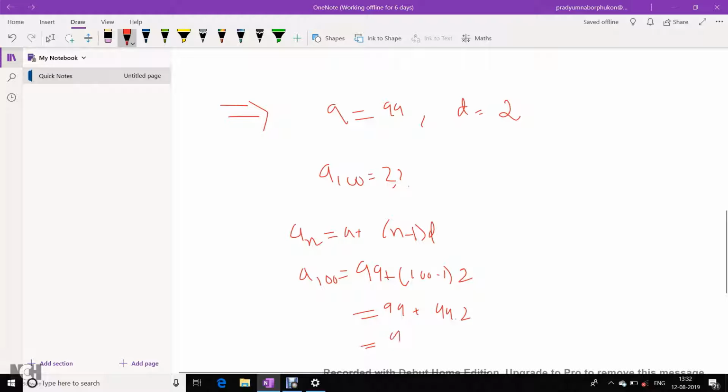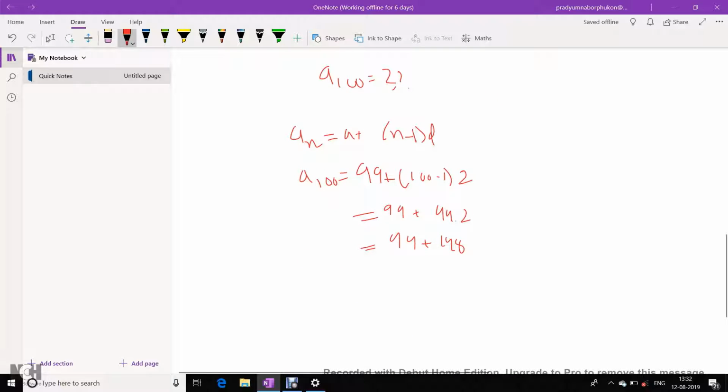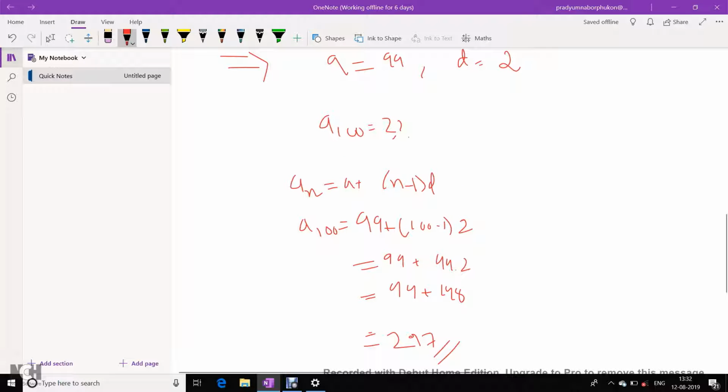So it would be 99 plus 198, which will be equal to 297, right? So with the help of the formula, we can easily find the 100th term. But if you just think of it orally, you can't do that. Okay, so this is the question, we got the answer, right? That was a pretty easy question. It is a pretty basic thing.